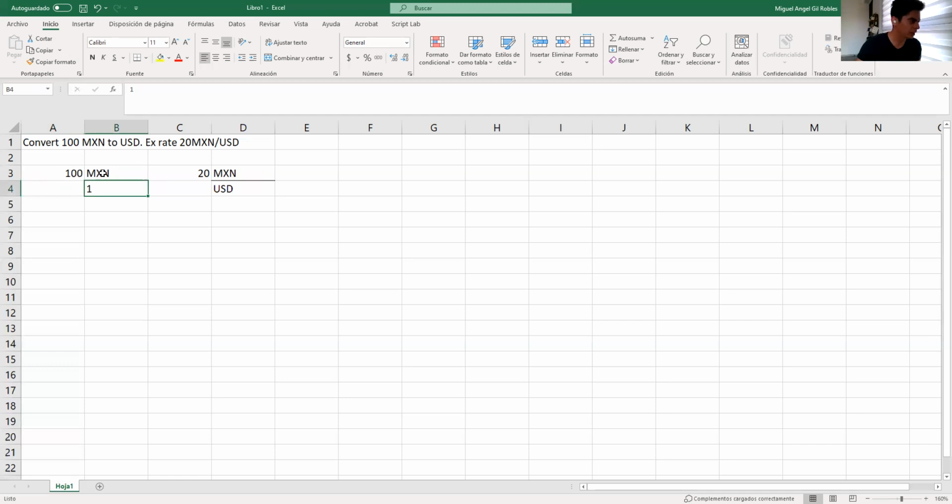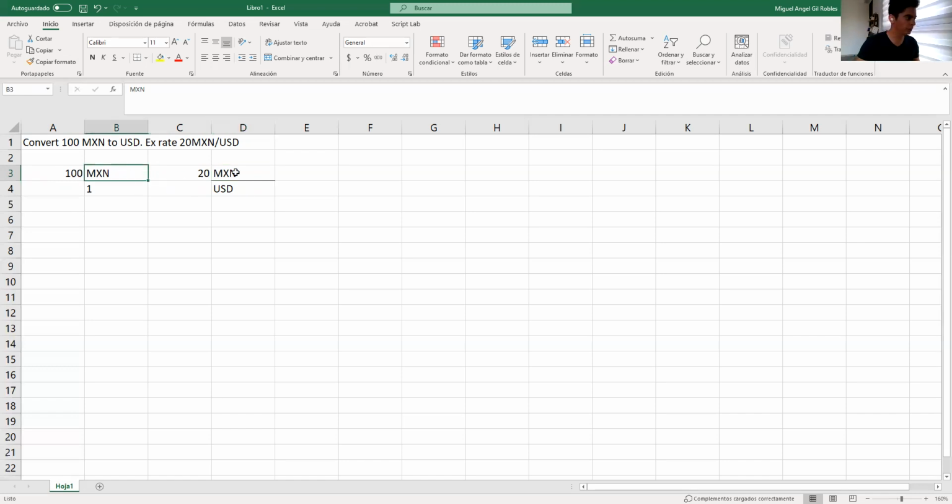So mathematically, in the end, I want to finish with dollars. I want to cancel my pesos. So how do I cancel pesos if I have pesos on top and pesos on top? And this is important. Take note of this. I think this will help you throughout the whole course and maybe other courses.